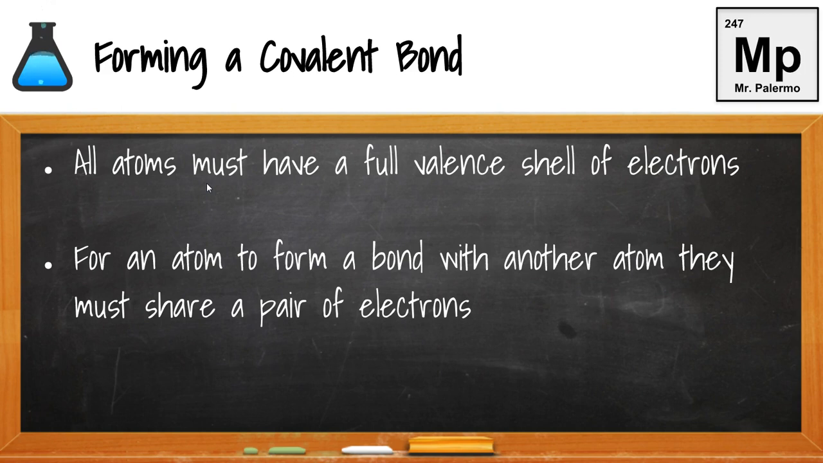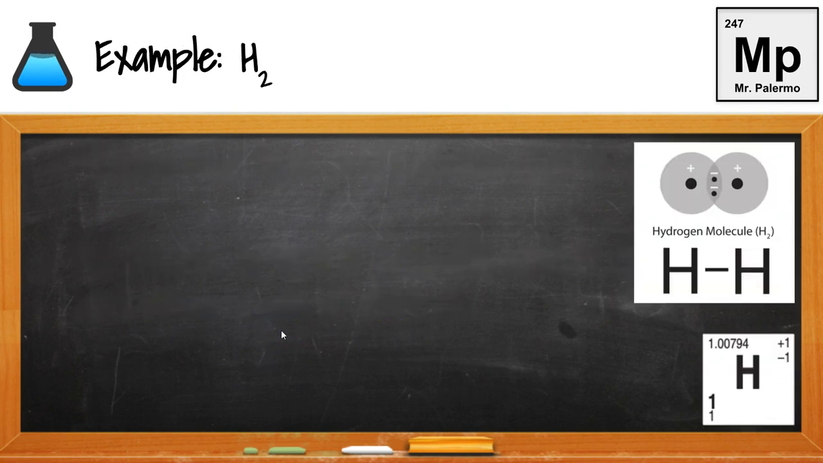And they're going to share these valence electrons either equally or unequally. For an atom to form a bond with another atom, they must share a pair of electrons, a pair meaning 2. So we're going to look at our first example. We're going to look at the molecule of hydrogen.